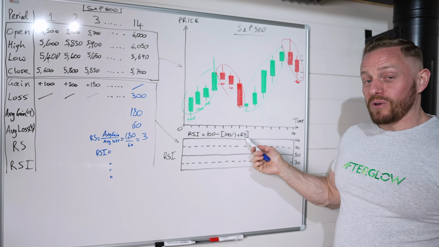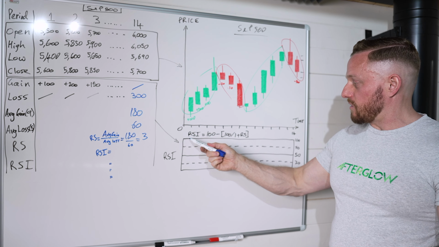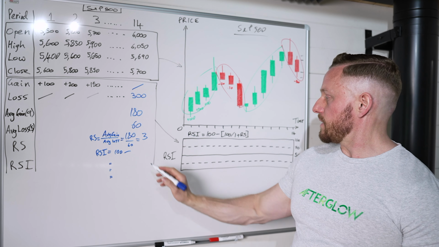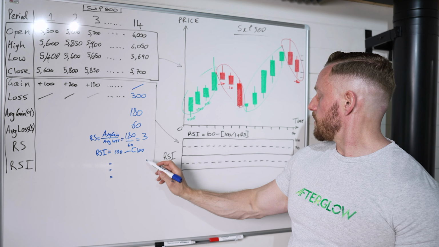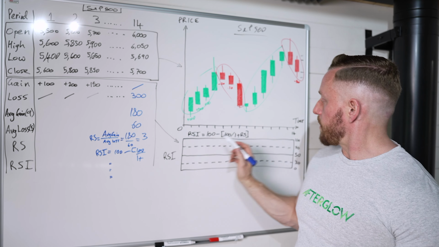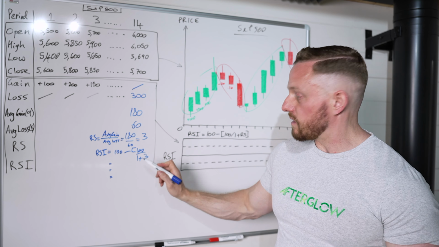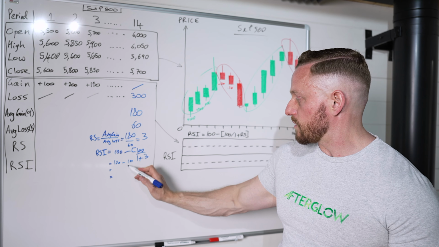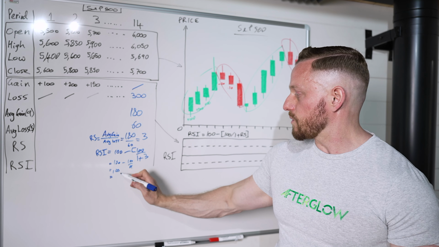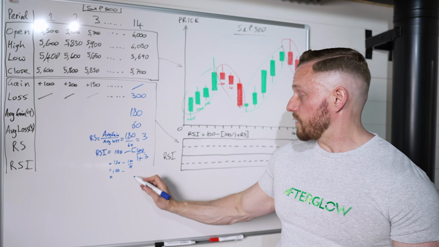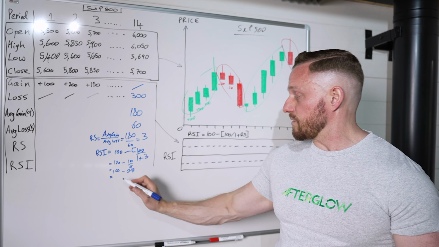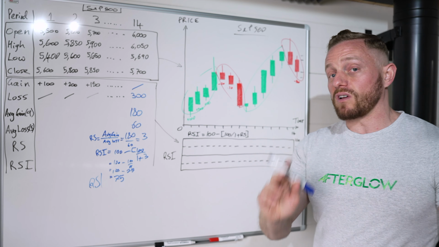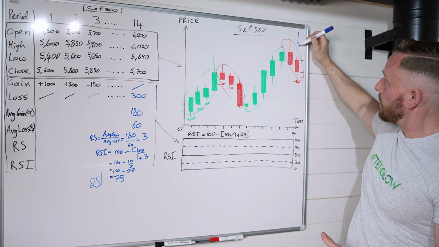Next, we now input the relative strength number of 3 into this RSI calculation. So that is 100 minus 100 divided by 1 plus the relative strength, which is 3. Let's put that in there. And now if I work this through, that is 100 minus 100 over 4, which is 100 minus 25. And 100 minus 25 equals 75. And that is our RSI value for this candle here.